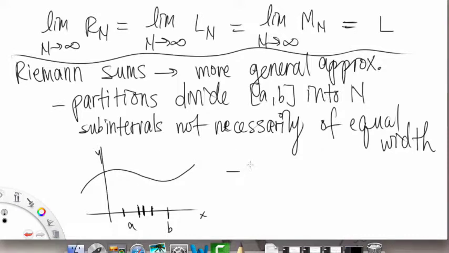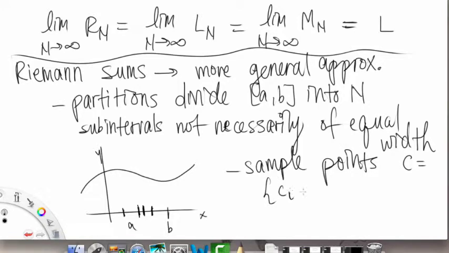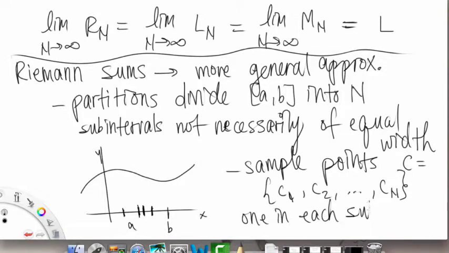Then we also have sample points. Our sample points aren't necessarily on the right, like for right endpoint, or on the left. They're called C, and they consist of C sub 1, C sub 2, etc., up to C sub n, for however many n subintervals you have. There's one in each subinterval, and they don't all have to be in the same location. They don't all have to be midpoint or all right or all left. They're just somewhere in there. Let's expand on this topic on the next slide.